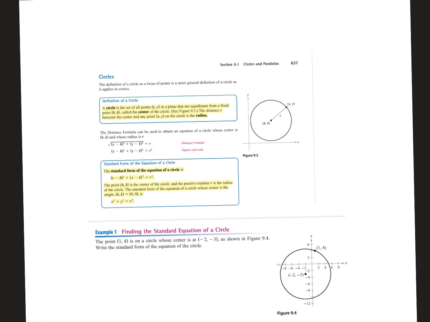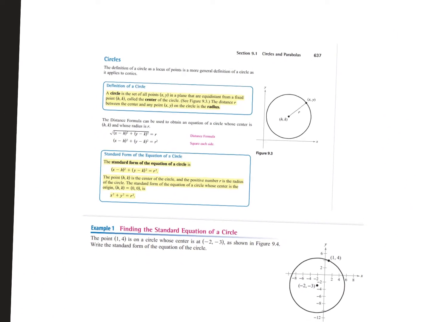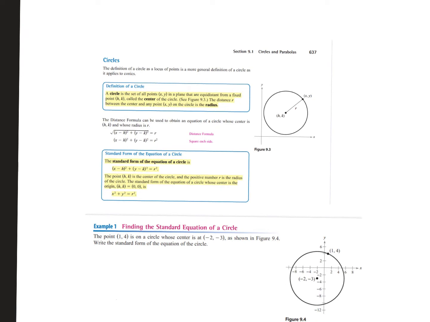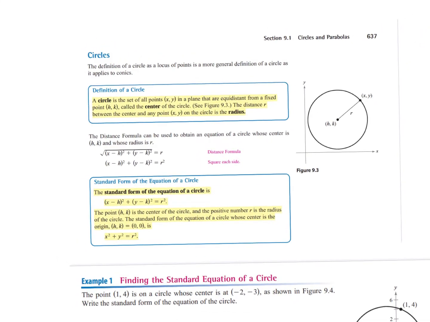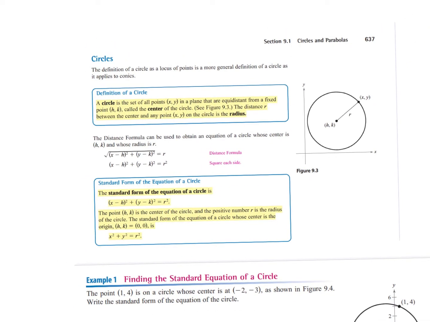Okay, 9.1 is circles and parabolas. We're going to do just circles today. We'll talk about parabolas tomorrow, and then we'll talk about ellipses on Wednesday. This is probably going to be a review for most of us, should be. If it's not, that's okay. I'm not expecting you to know anything right now. I'm going to reteach it. But you probably saw this in Algebra 2, maybe towards the end.